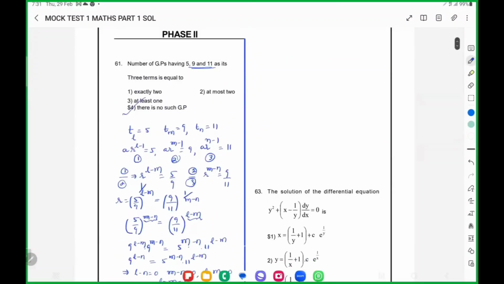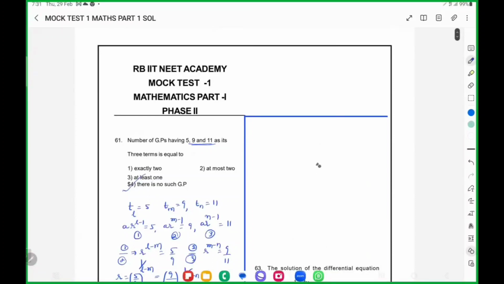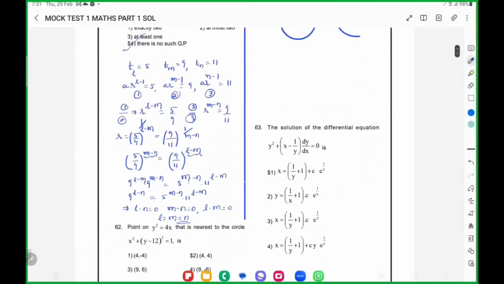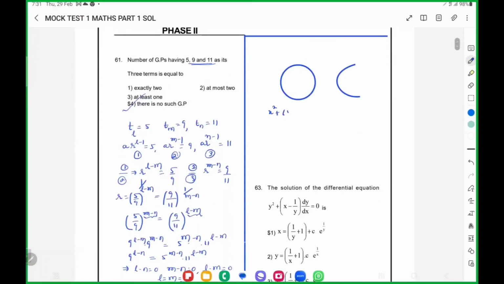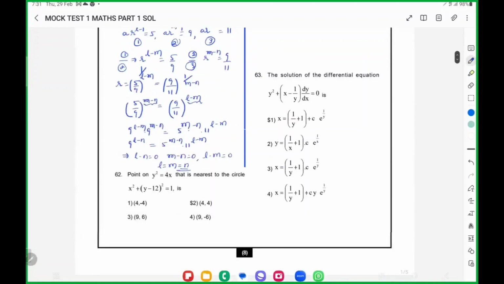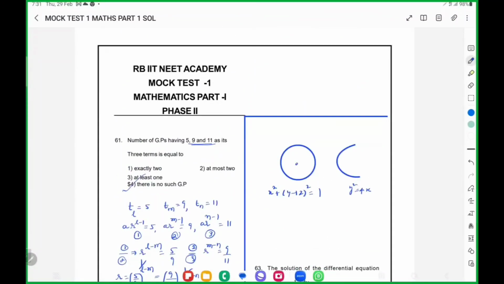Second question. Here one is a circle, the other is a parabola. The equation is given as x square plus y minus 12 whole square is equal to 1. Another is y square equal to 4x. The shortest distance occurs along a common normal.